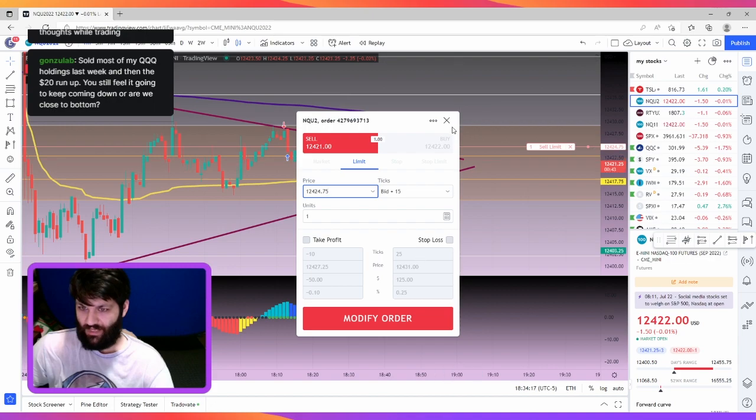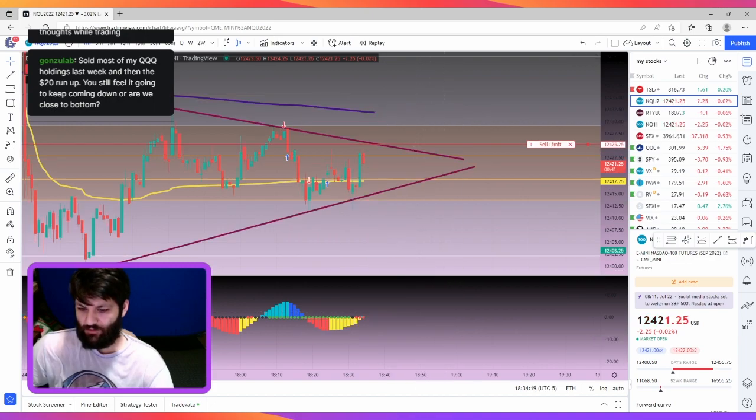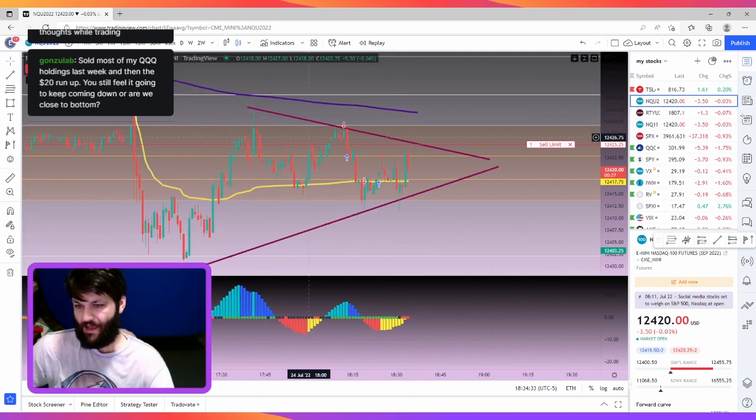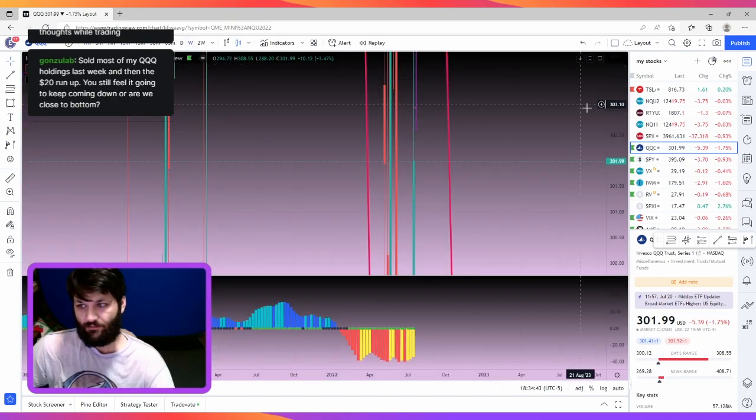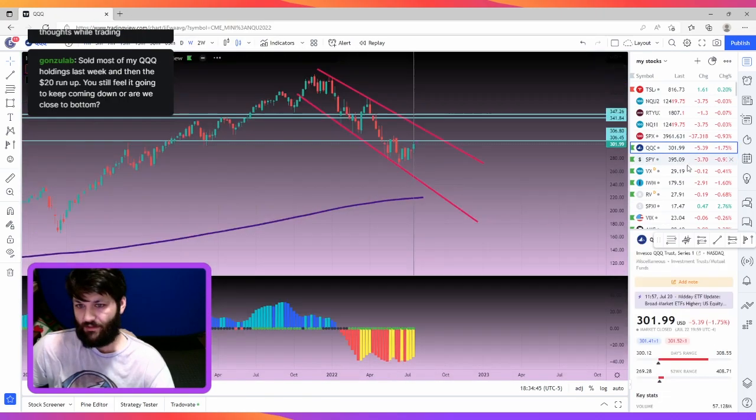So basically with futures, it's more so momentum. That's how I'm doing it. Sold most of my QQQ holdings last week, and then the $20 run up. Still feel we're going to keep coming down, or are we close to a bottom? I think if you look at QQQ on this level, which I'll show you now. Same as this, right?